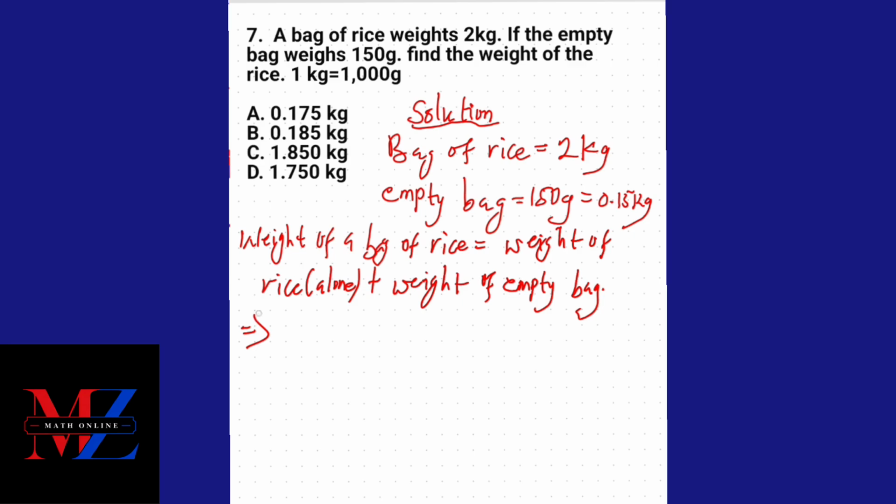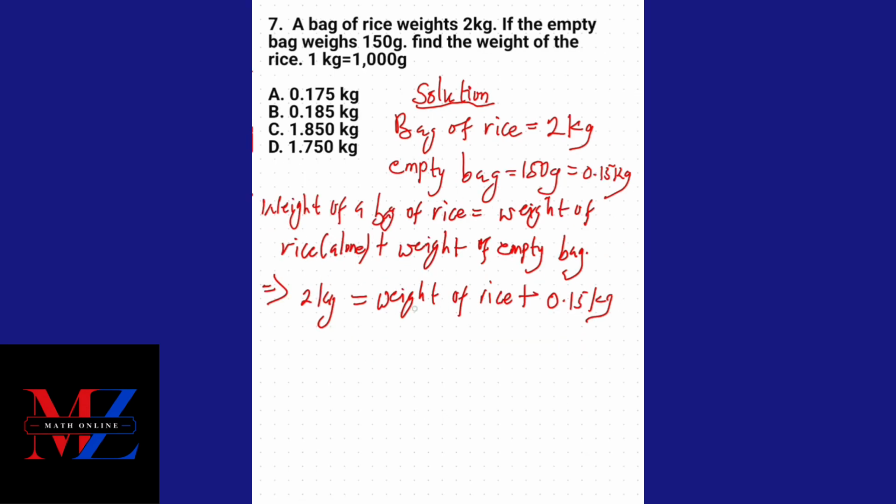Now by substitution, we know that the weight of a bag of rice is given in the question as 2 kilograms. So we have 2 kilograms equal to the weight of the rice alone. But we don't know the weight of the rice, so we just maintain it that way. So let me just write weight of rice. That is what we are coming to find. Plus the weight of empty bag. The weight of the empty bag in the question was 150 grams, but when we converted it to kilograms, we had 0.15 kilograms. So we're using the kilogram value. So we have 0.15 kilogram.